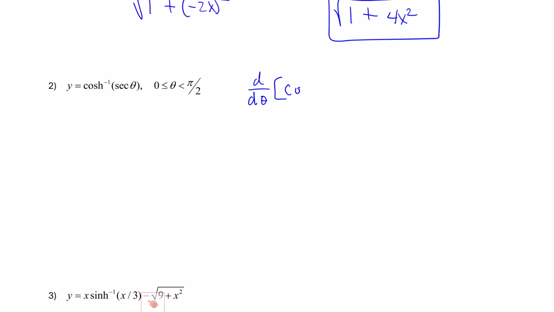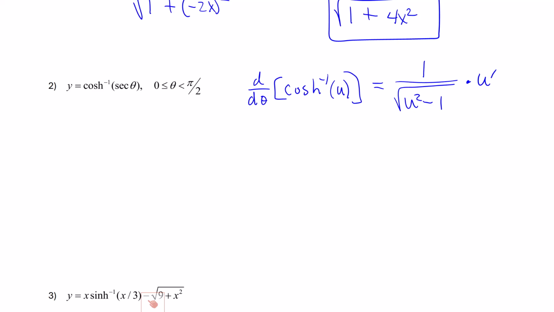So this would be cosh, or cosine hyperbolic inverse of u, where again u is some function of theta. And this is going to be similar to the formula we have above, but with the chain rule involved. So this would be, if you look above, 1 over the square root of u squared minus 1, but then we have to multiply by the derivative of u, so we'll say times u prime.